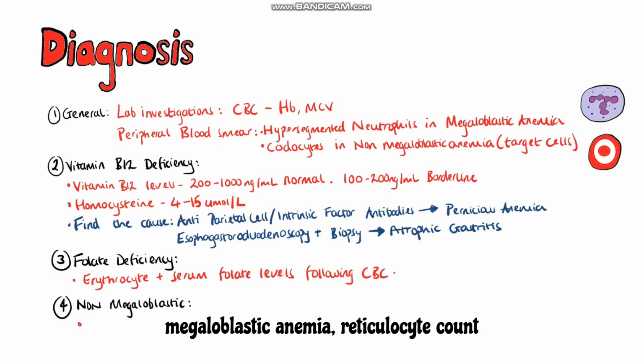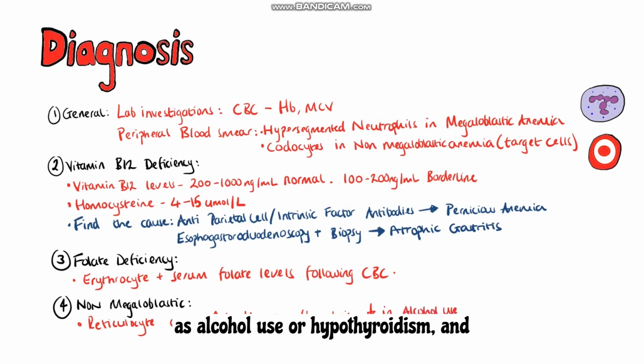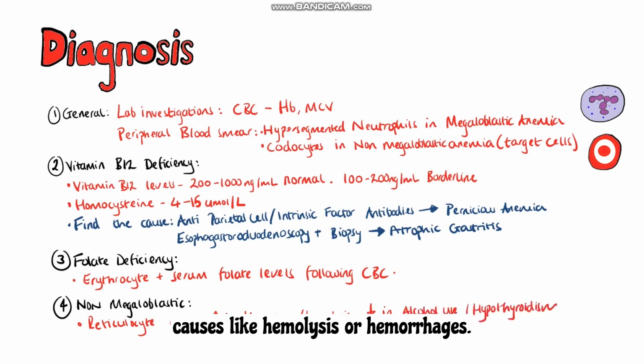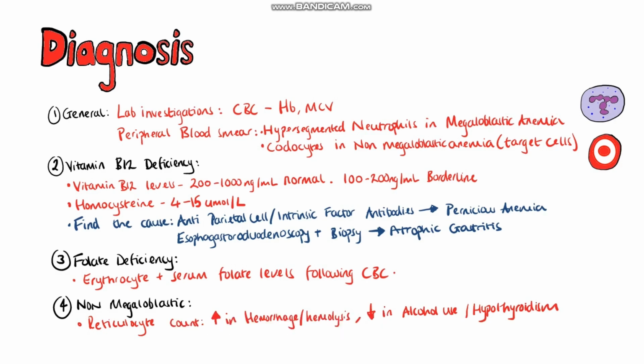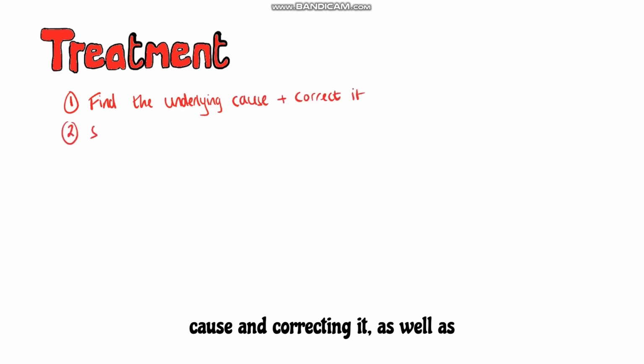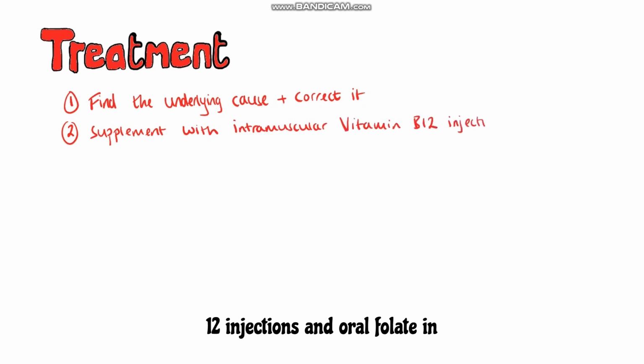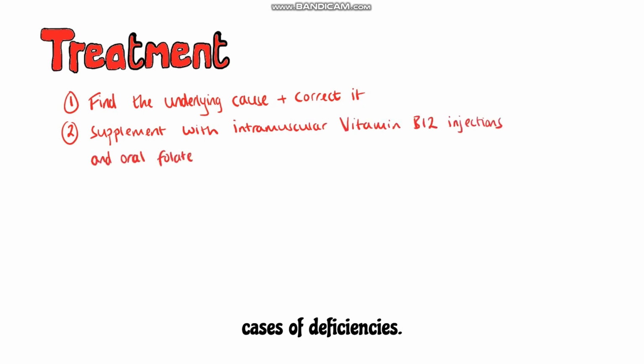In testing for folate deficiency, measurement of erythrocyte and serum folate levels are performed following the CBC. For non-megaloblastic anemia, reticulocyte count can help distinguish between causes where the bone marrow is not working well, such as alcohol use or hypothyroidism, and causes like hemolysis or hemorrhages. Reticulocyte count will be high in hemolysis or hemorrhage and will be low in alcohol use or hypothyroidism. Treatment involves finding the underlying cause and correcting it, as well as supplementing with intramuscular vitamin B12 injections and oral folate in cases of deficiencies.